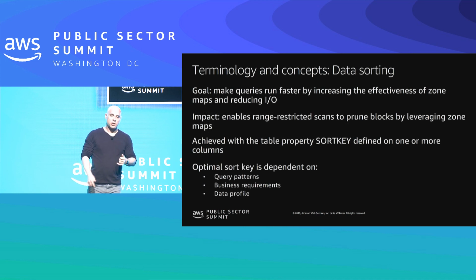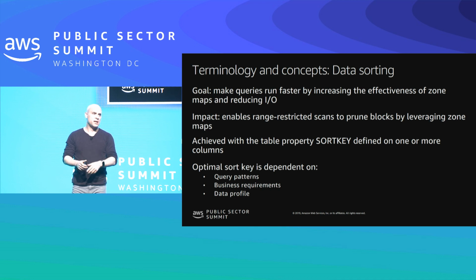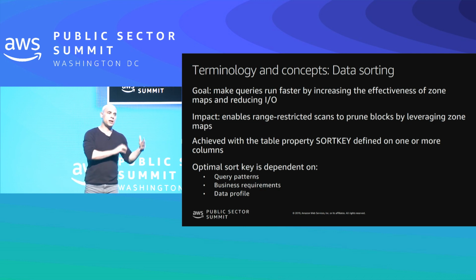The next piece of terminology is data sorting. Data sorting is the actual physical sort of the data on disk. And the primary purpose of sorting data is to leverage the zone maps or make them more effective. So the zone maps I was talking about on the last slide, we sort data to make the zone maps more effective.